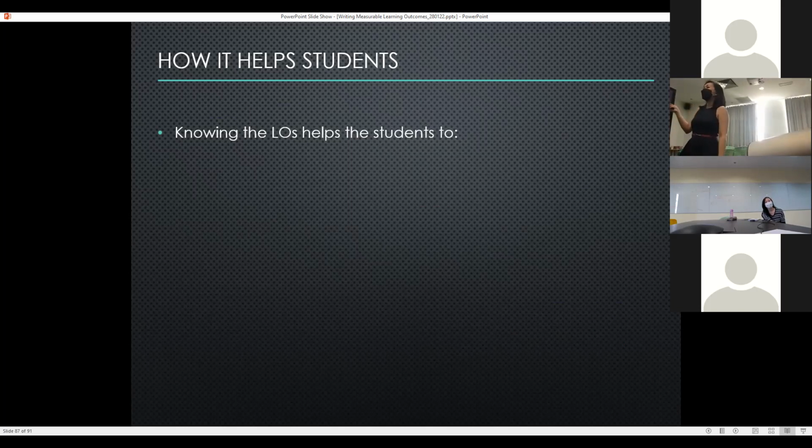Okay, so it gives them the sense of direction of where they are going. It tells them what they need to achieve. It tells them that, hey, my lecturer said at the end of this lesson, I should be able to calculate this. But then I still don't know how to calculate. So then the student will know, oh, I'm in trouble, I need to go and seek help.